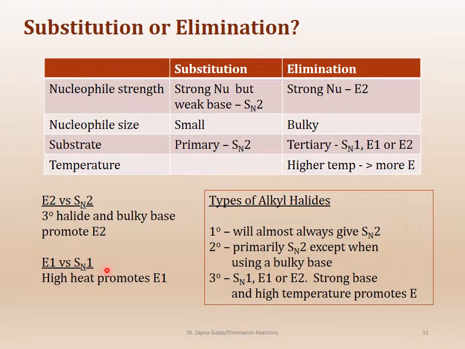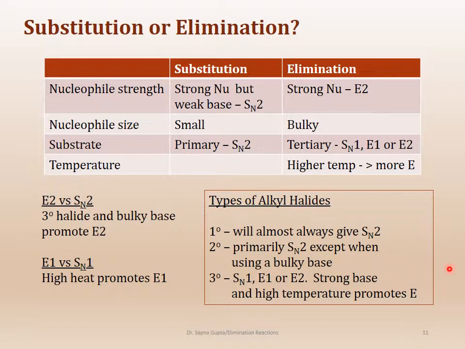As far as E1 and SN1 is concerned, really there is not much you can do except for temperature. Otherwise it's really kind of a mixed bag. So you end up getting a lot of products in this case. So heat is the only thing that will help you a little bit more with the elimination.